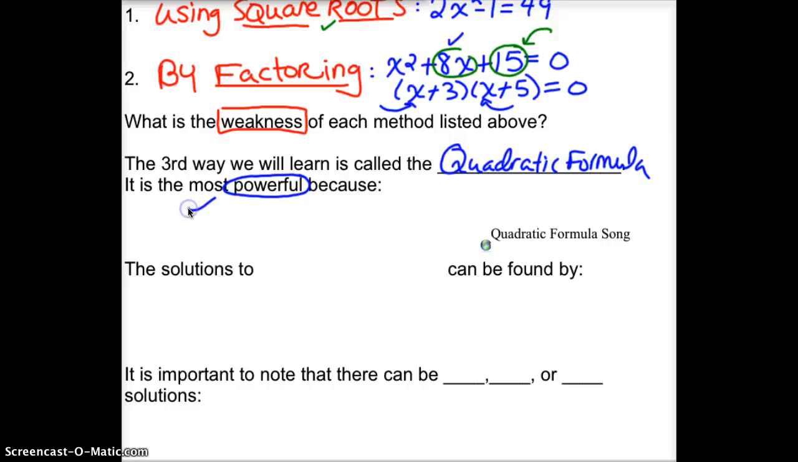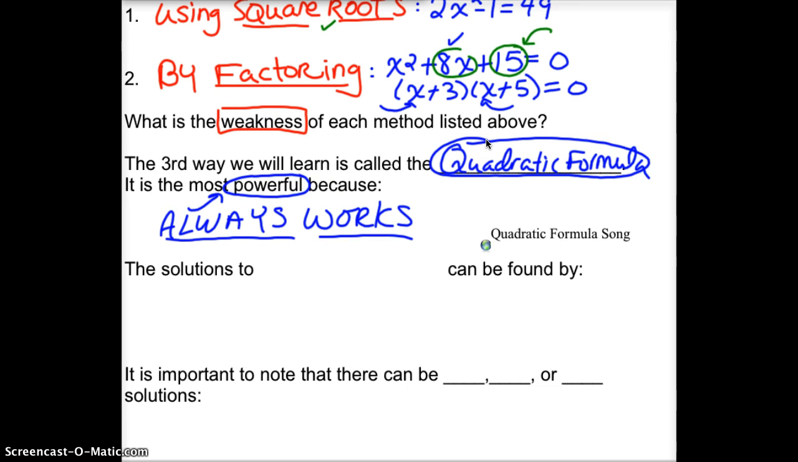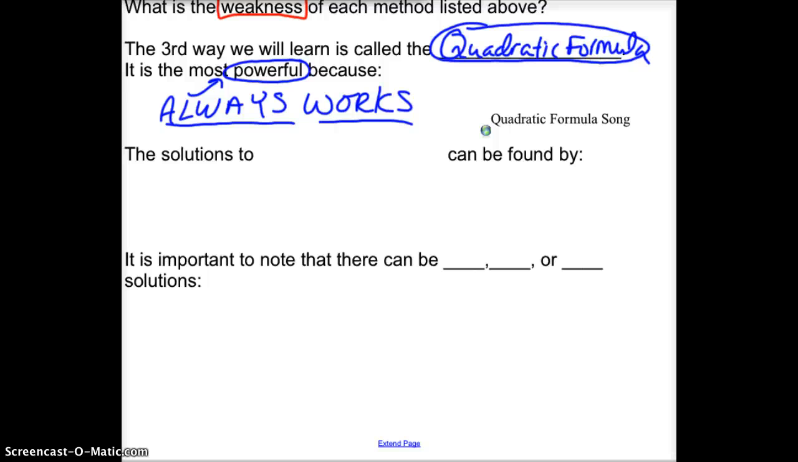So this is what makes the quadratic formula so powerful, is that it always works. There is not a quadratic equation where you use the quadratic formula and you don't arrive at the correct answer. Then that begs the question, well, why don't we just learn the one way? And you'll see that when we start using the quadratic formula, it's pretty labor intensive. It takes a while. You've got to be really careful with it. And so if any of the other three methods work, we choose those first because they're quicker.